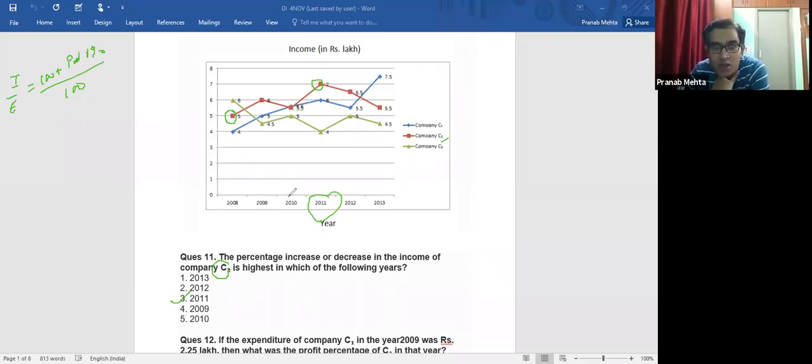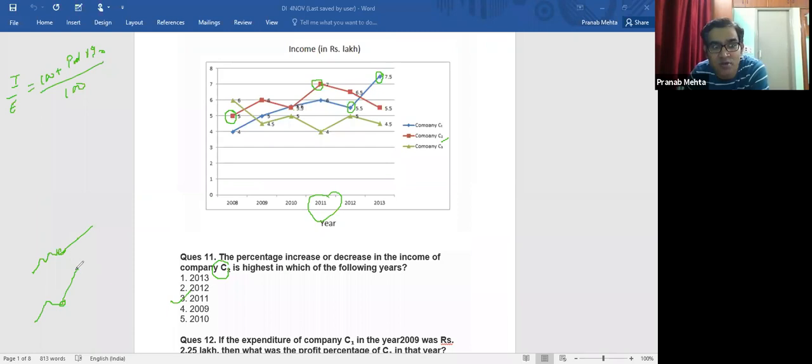All right. Now look here. I'll just show you if they are talking about the same question for company C1. The percentage increase or decrease in the income of company C1 is highest in which of the following years? We are not worried about increase and decrease. We are talking about only the highest value. Look, maximum inclination is from this value to this value. Yes or no? Are you getting it? For company C1, they are not asking for C1, they have asked for C2. For company C1, look here. Gradient, look here. And this. So this is the highest gradient. Like this, this, and this. So this is the gradient.